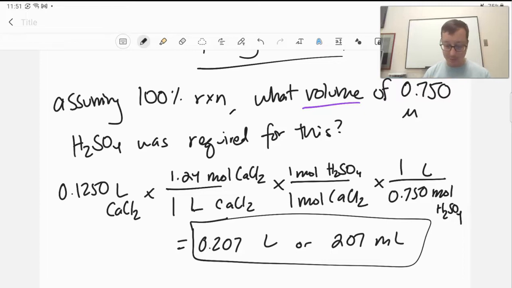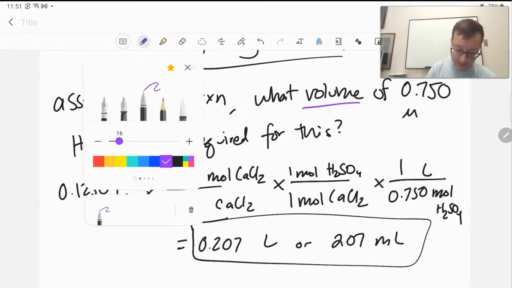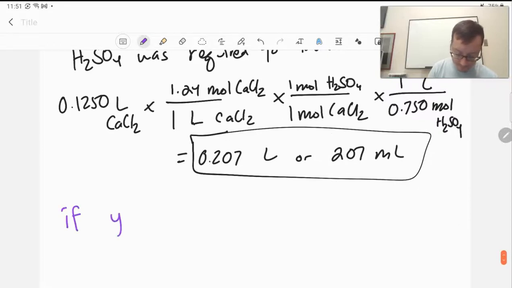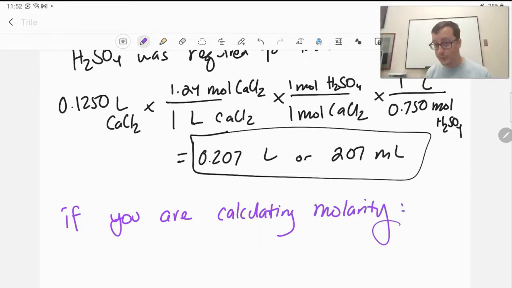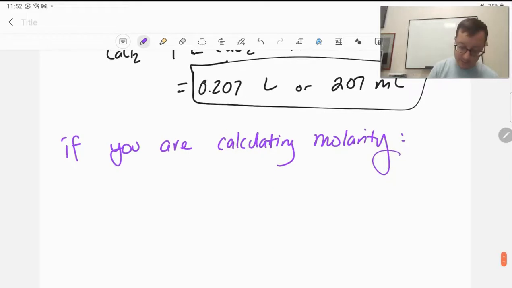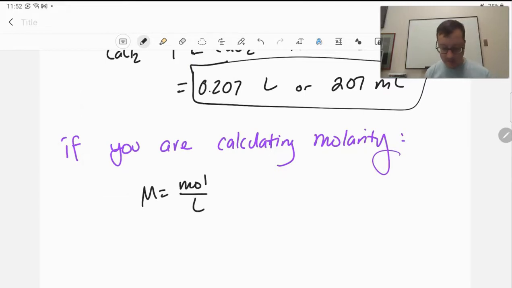All right, the last thing I want to point out is if you are calculating the molarity, what you want to do, it's a little bit hard because you're solving for a conversion factor. So you want to remember the formula of molarity, which is moles per liter, right? Typically, if you're calculating a molarity, that means you already know your liters. That's typically known.